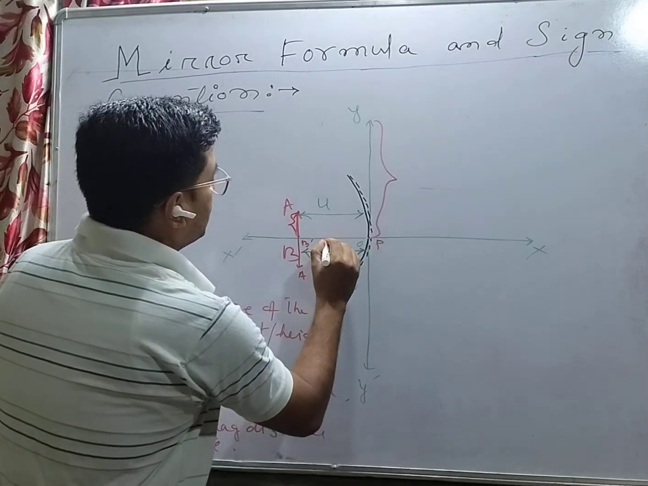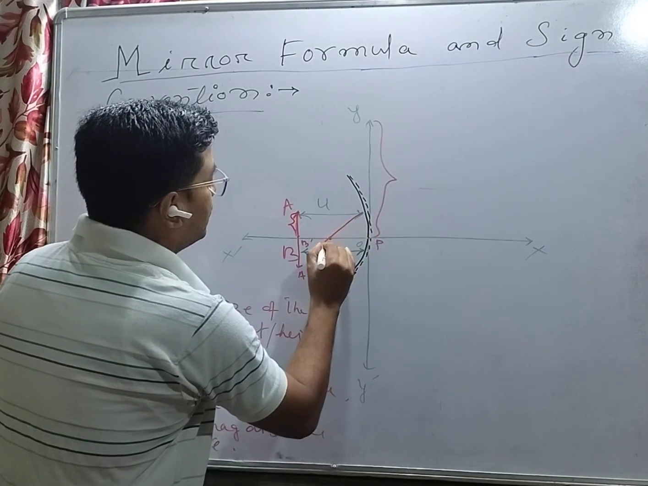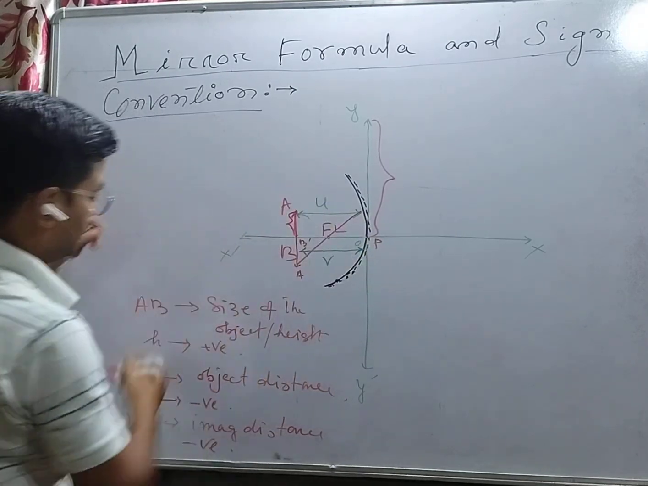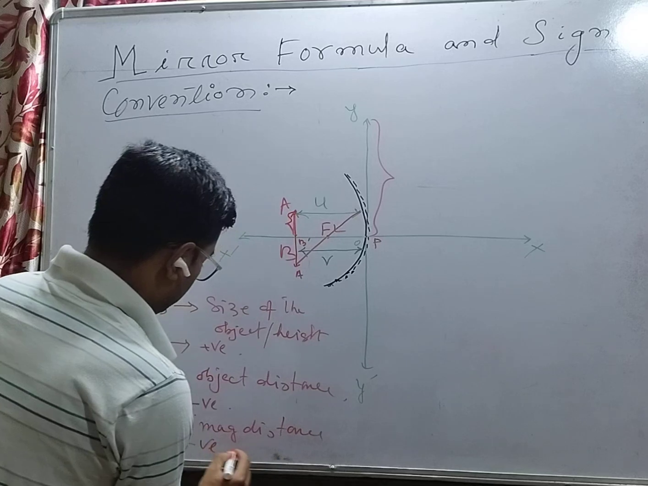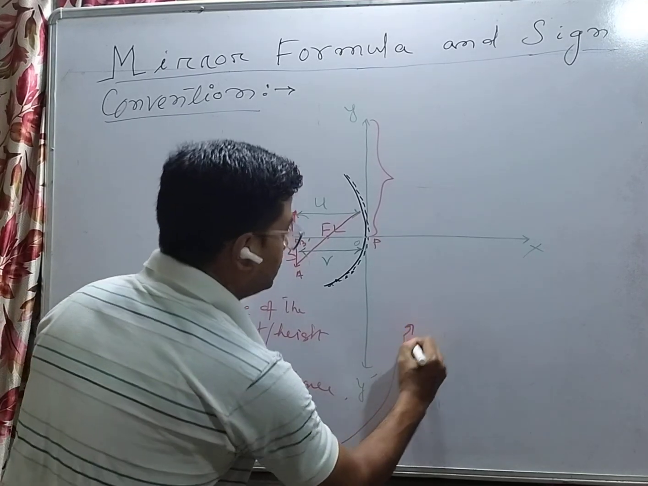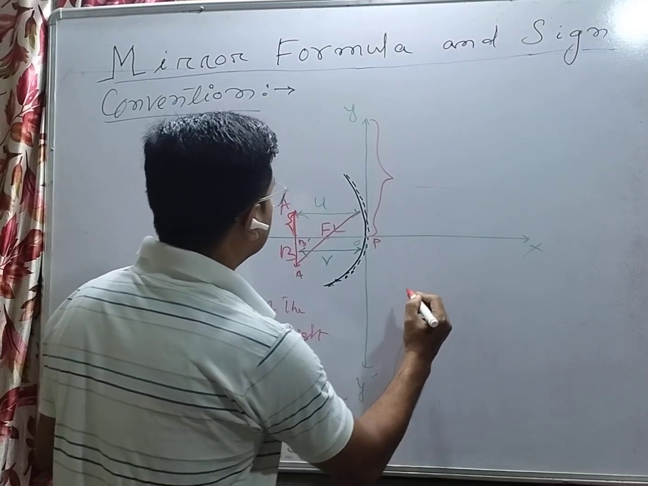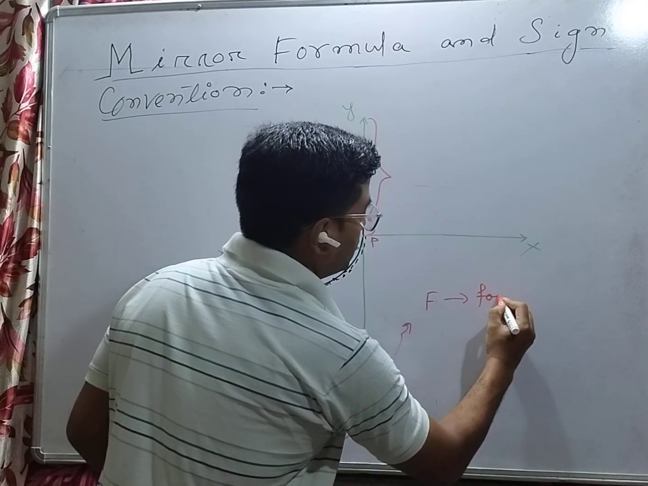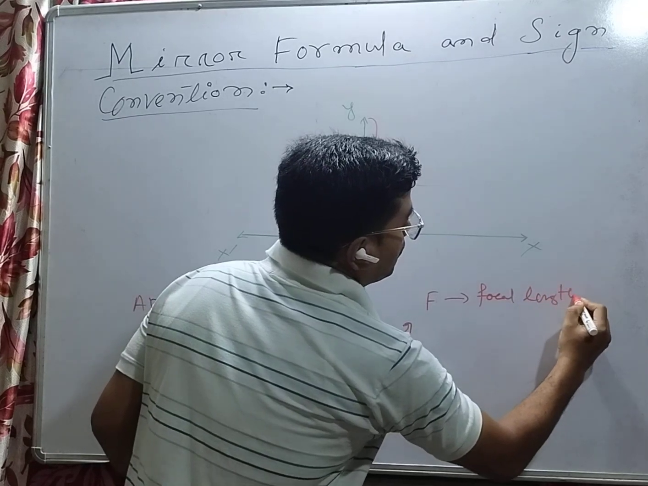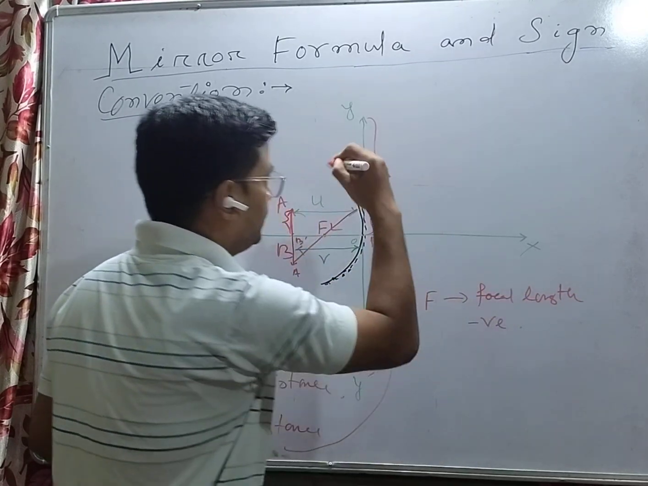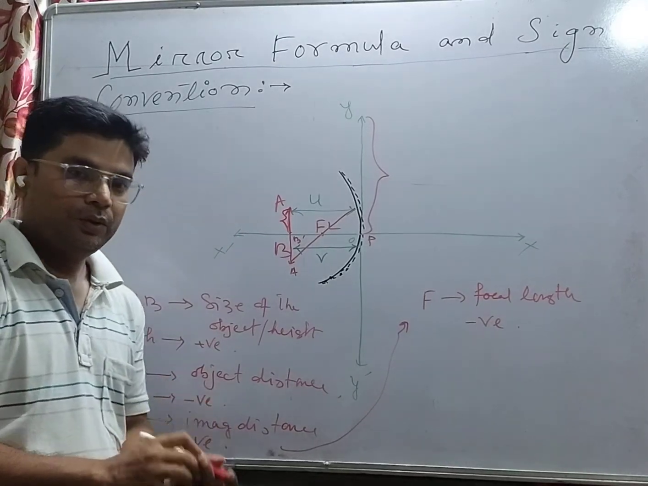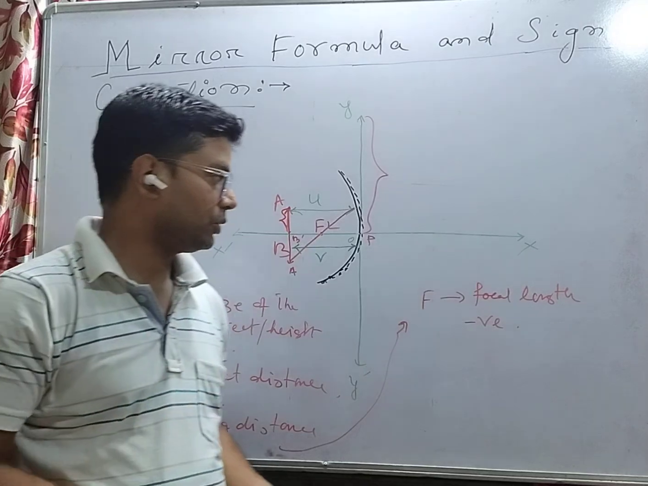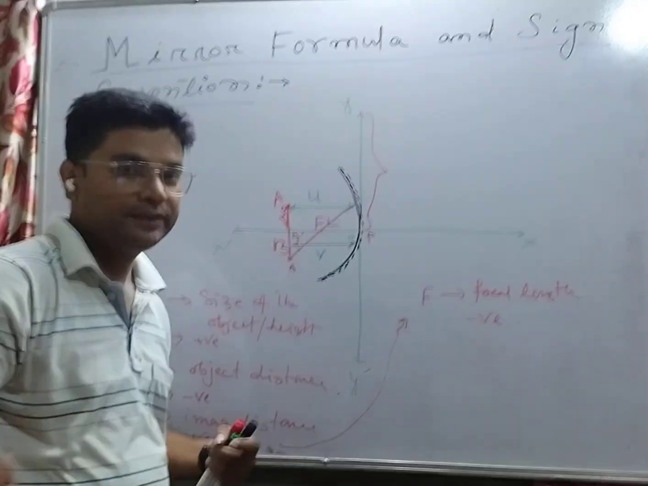And the focal length, suppose the focus is here, F. Sorry, I am going to write here. Use this portion of the whiteboard. Focal length is always negative for a concave mirror, but it is not always like this. Sometimes it is different.